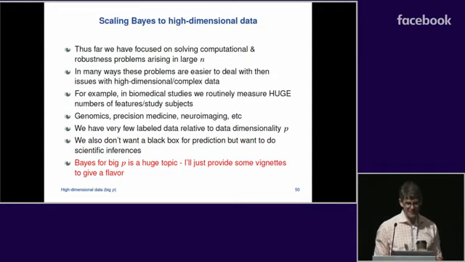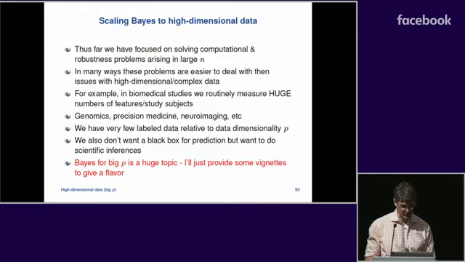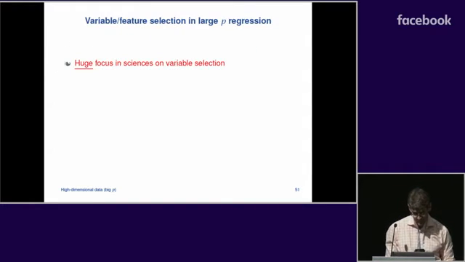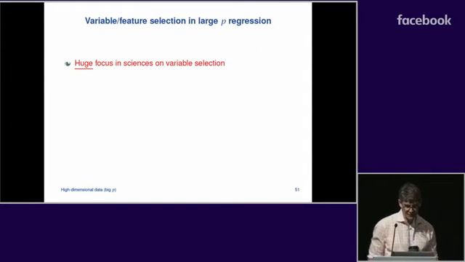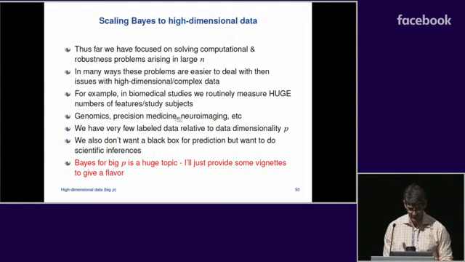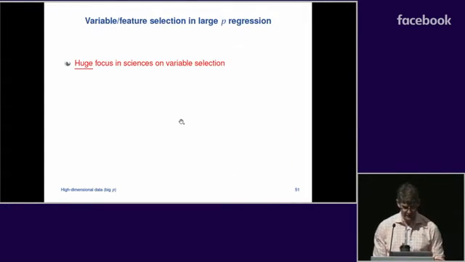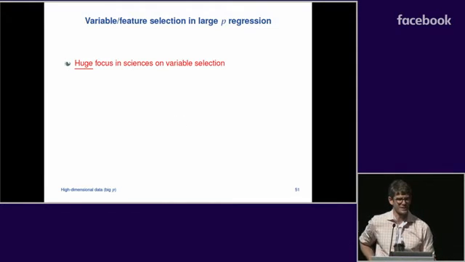Okay, so Bayes for big P, I'd say, is a huge topic. I'm just going to provide some vignettes to give a flavor in the remaining 30 minutes before we run out of time. One of the very popular things in these types of scientific fields that I've just been talking about is to do some type of variable or feature selection. That's often the focus.